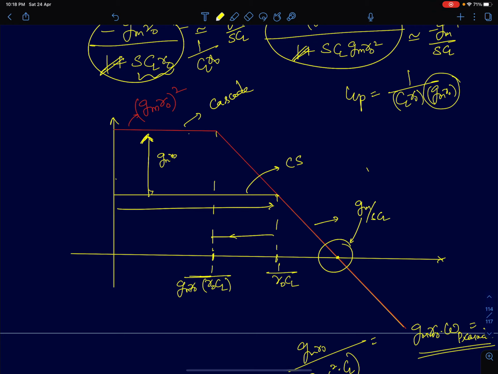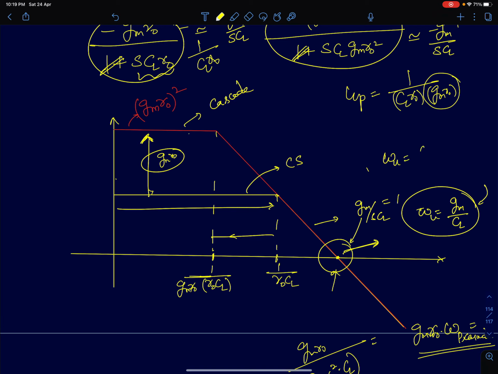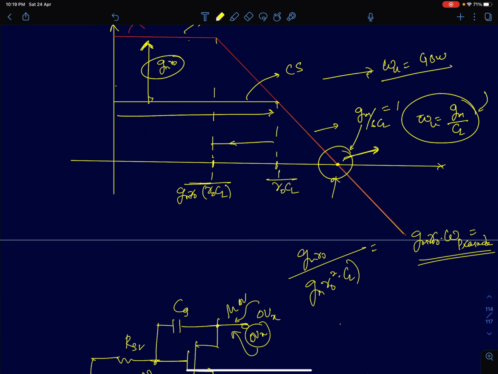So the point where it touches the unity gain or 0 decibel line is when this becomes equal to 1, that's when the frequency will be gm upon CL. That will be your gain bandwidth product. Here the assumption is that the DC gain is much greater than 1. If we make that assumption, then we can easily show that the frequency where the amplifier's gain becomes equal to unity, called the unity gain frequency, will be gm by CL, which is exactly the same as the gain bandwidth product. So that's the difference between capacitive load and resistive load.